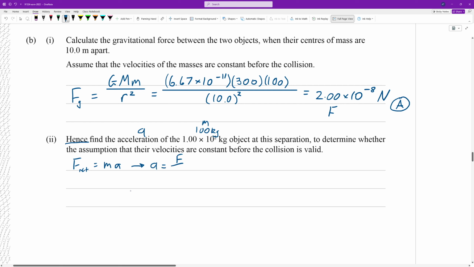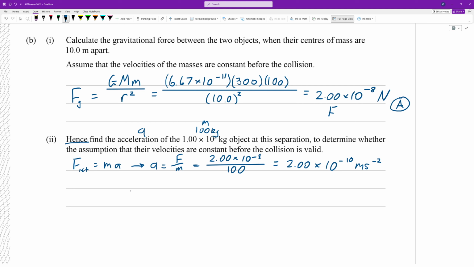So F divided by m, substituting in 2 times 10 to the negative 8, all divided by the mass, which was 100, giving us an acceleration of 2 times 10, what's that, to the negative 10, right, just dividing by 100. Meters per second squared. Awesome. So if you got this and not the force, for example, you got the wrong force but the correct acceleration, that would be an achieved point. But let's finish off this question.